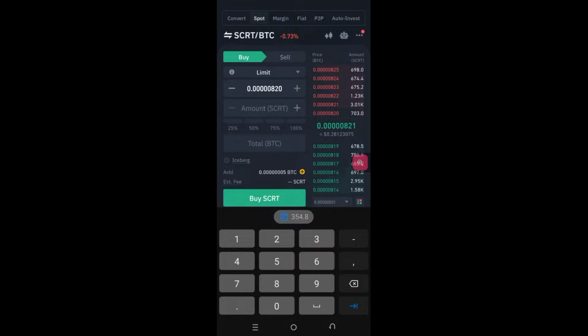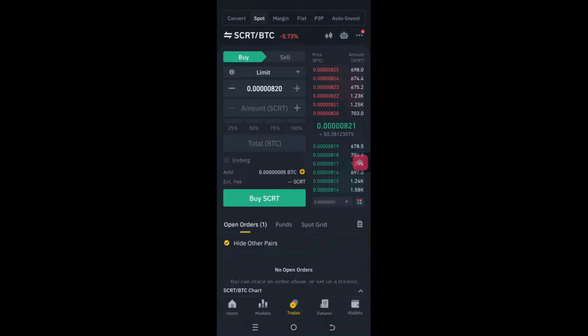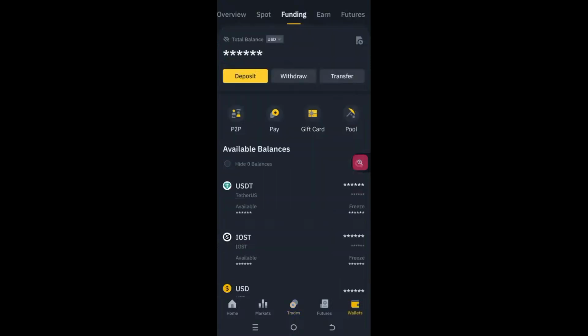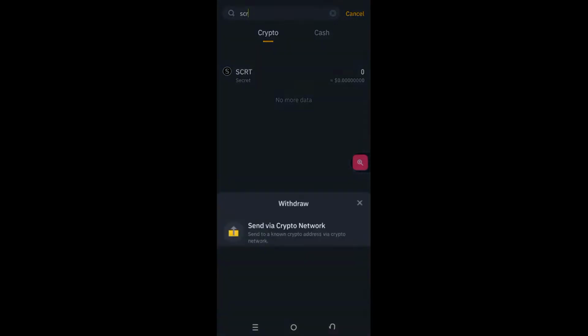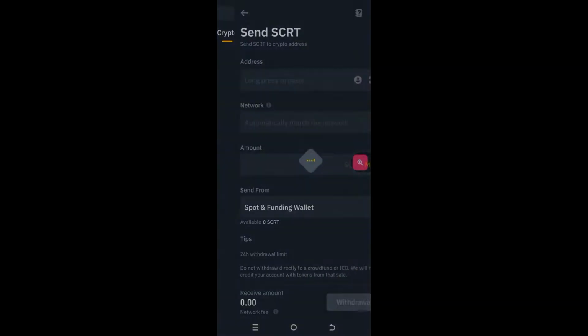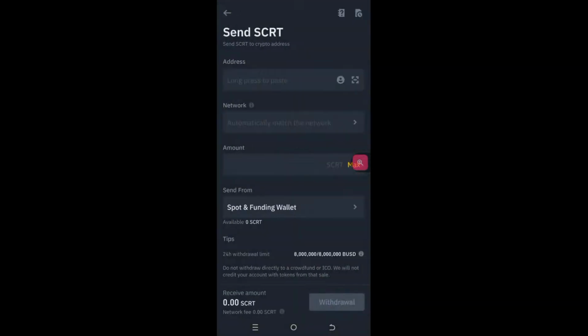Oh, look at it. It has even gone up now, but no problem. Let's see how it goes. Let's go and check the withdrawal, okay? Because the withdrawal is very important, okay? We'll click on withdraw. Let's search for SCRT. Click on send by crypto network. And we want to check, what is the network?